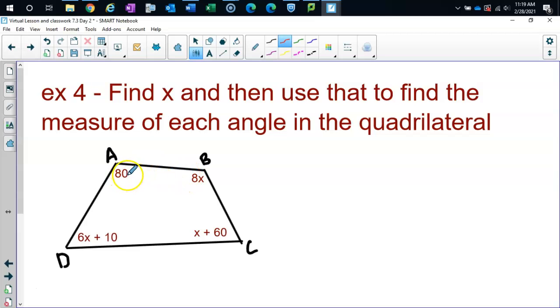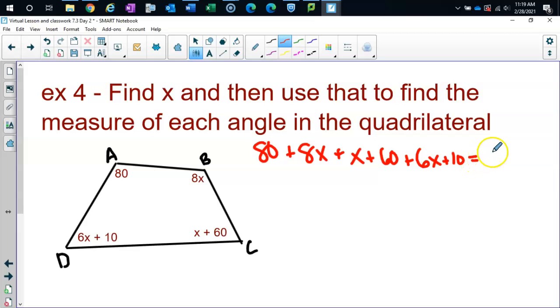So our equation is going to be 80 plus 8x, I go right around, plus x plus 60, plus 6x plus 10, equals 360.